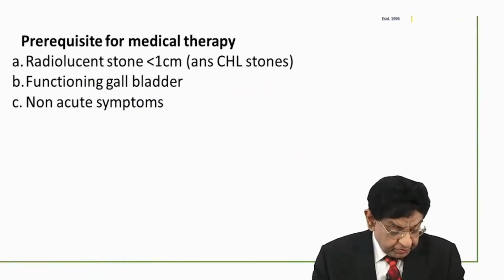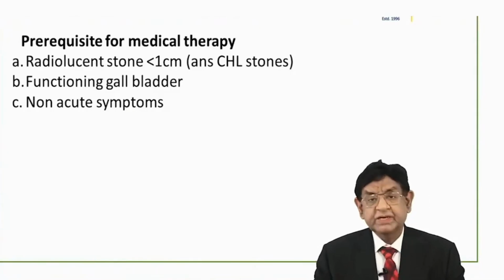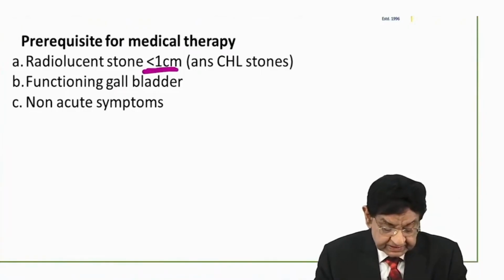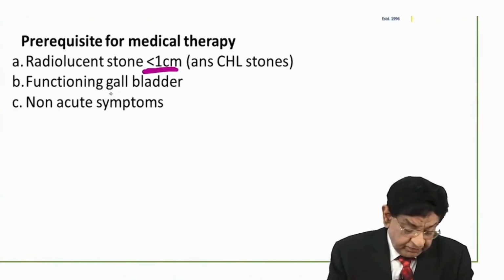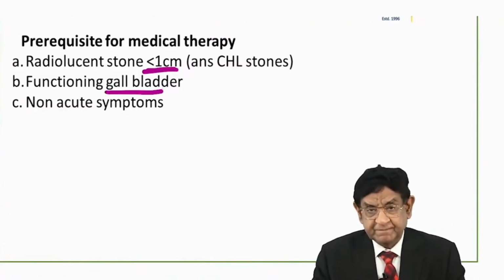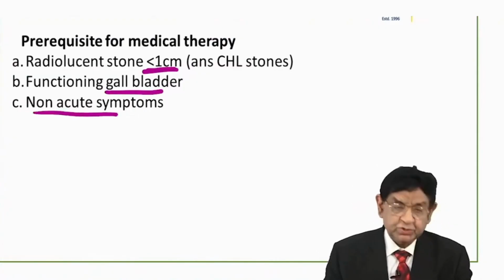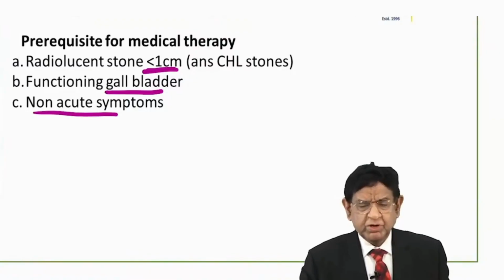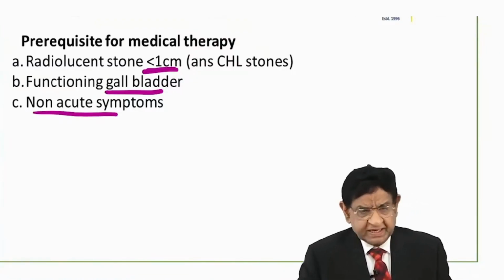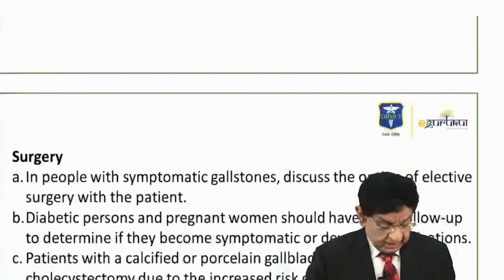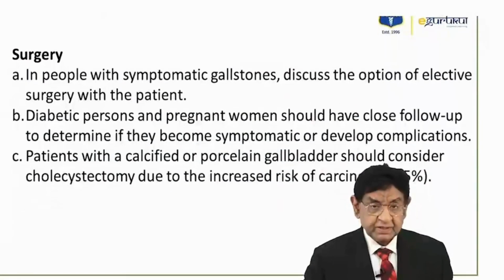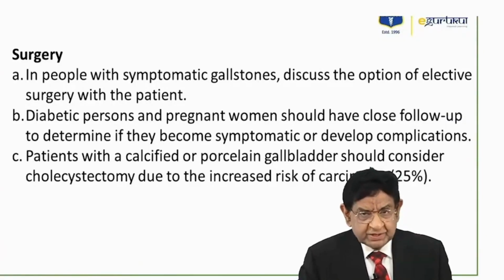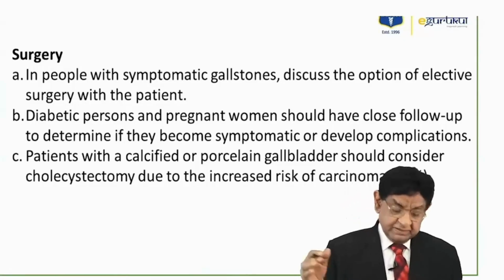Well, when we use it, what are the prerequisites? We use it only for small stones, I told you less than 1 centimeter in size. The gallbladder should be functioning, and the patient should not have acute symptoms. So we use it only for the non-acute case, or perhaps an incidental finding is the better answer. Now surgery. Of course, the ultimate treatment is surgery beyond doubt. So let us see now what he is going to ask you in the exam.